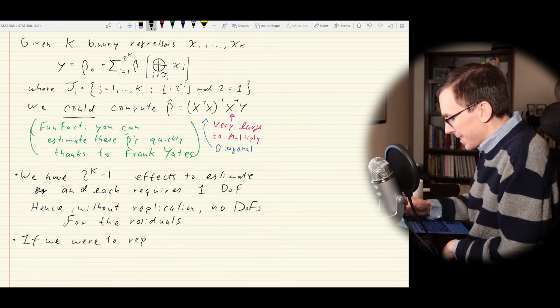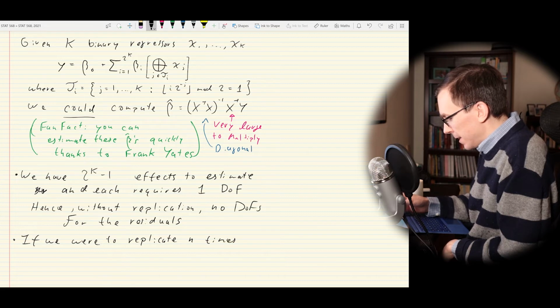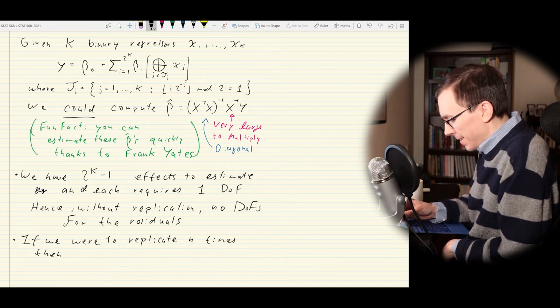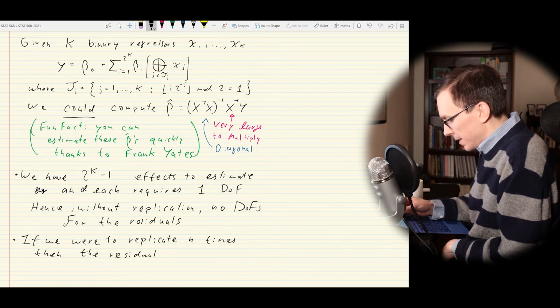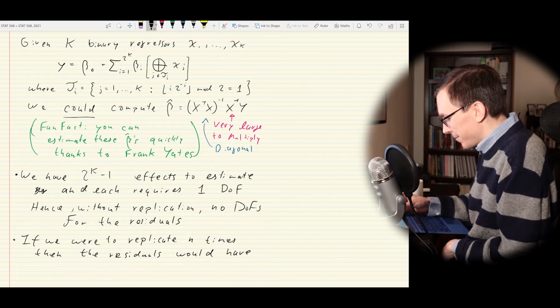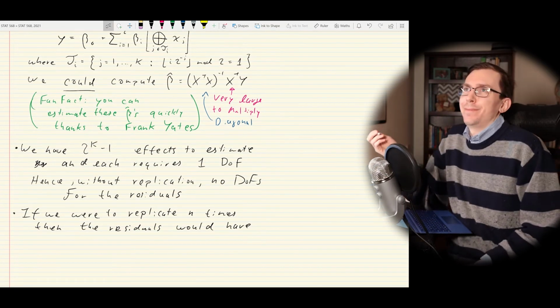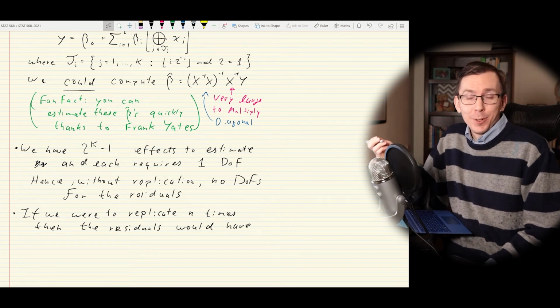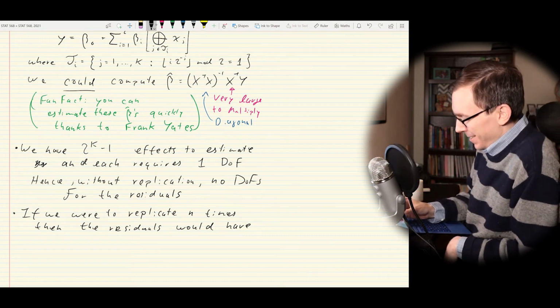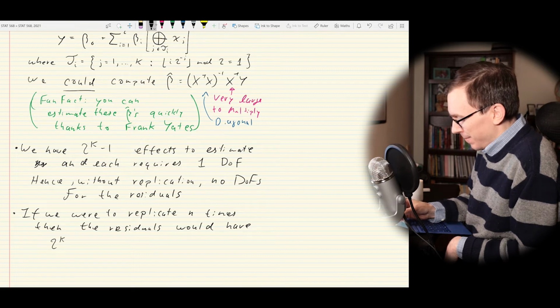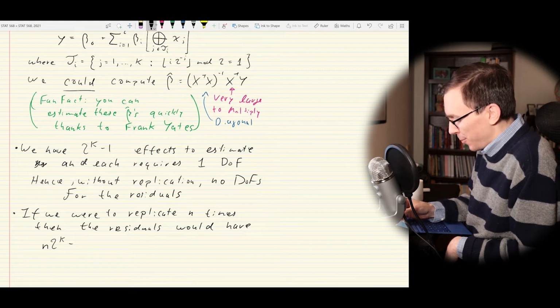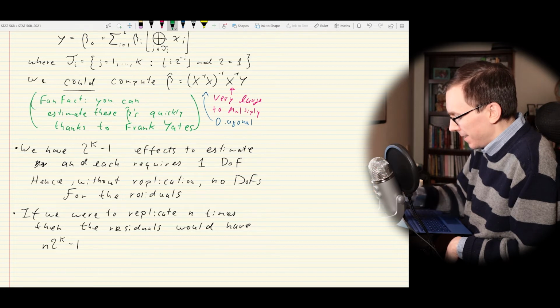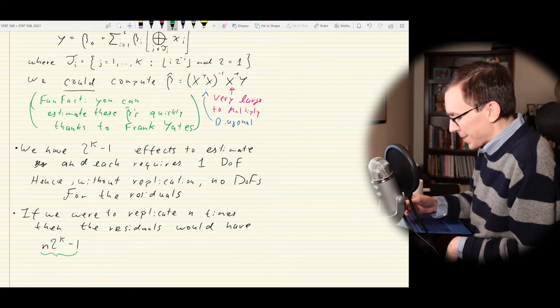to replicate n times, then the residuals would have how many degrees of freedom? Well, they would have the total sum of squares, which would be 2 to the k times n, minus 1. This is the total sample size. I'm not done yet. This isn't the answer. This is just the first part.